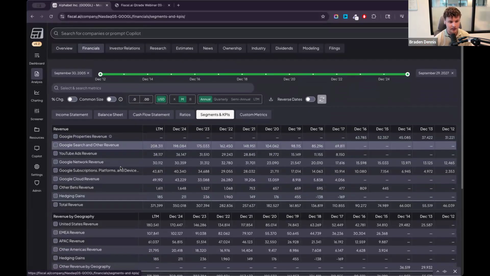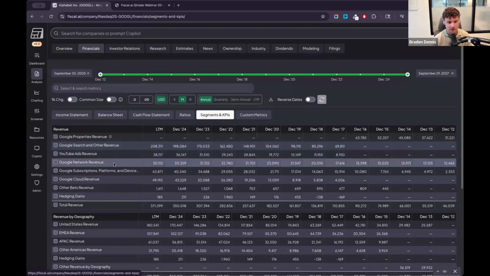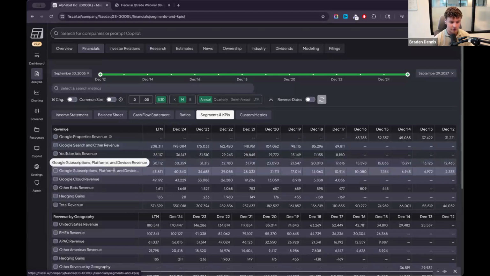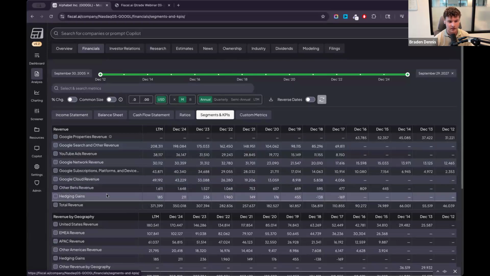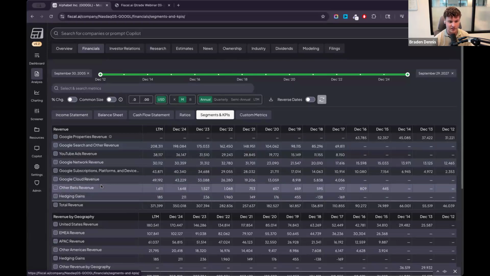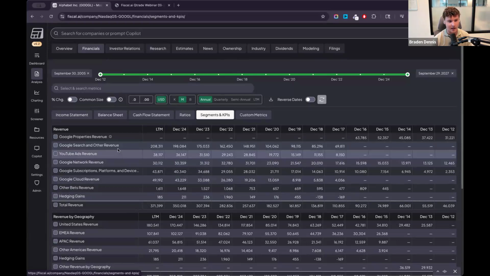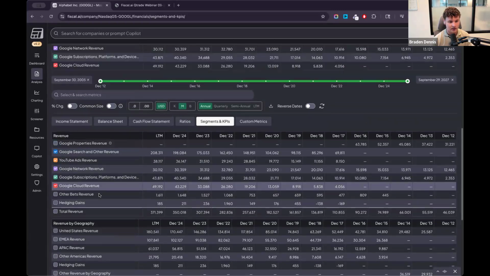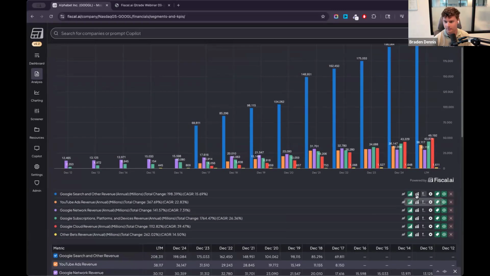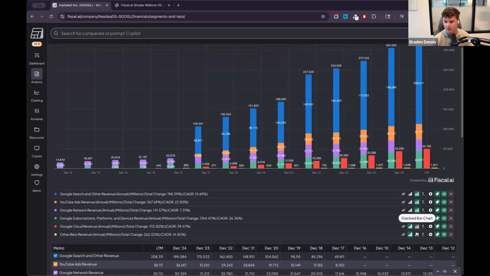But here's an example, right? This is how the company reports in the case of Google, in your question, across search, YouTube, what they call Google Network, subscriptions, platforms and devices, Google Cloud, other bets. Other bets is like the Waymo division, so the driverless cars, and then they have this other weird segment for hedging. But yeah, absolutely you can. And one thing that's nice is if I just click all of them, I can stack them up as well too, right?